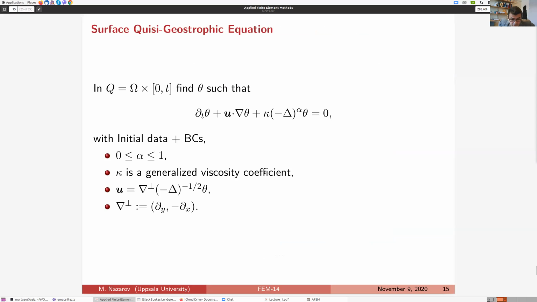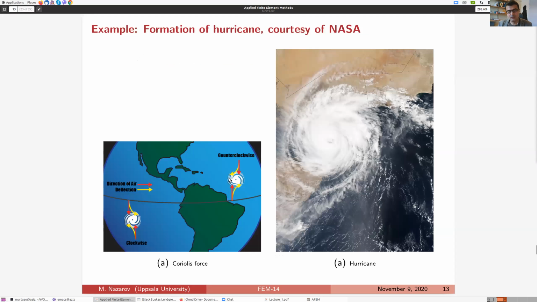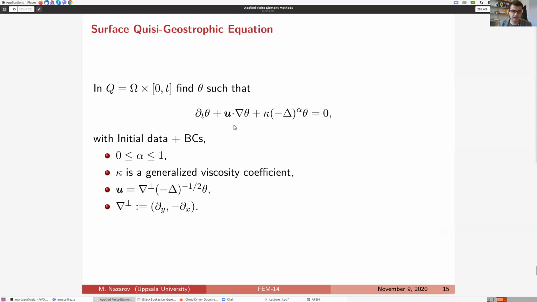So mathematically, it turns out that it could be modeled with this equation. It's called the surface quasi-geostrophic equation. We are looking for the temperature. Theta is temperature here, and u is the velocity. On the north pole it is clockwise, on the south pole it is anti-clockwise. This is modeled by this kind of operator. You don't have to know it right now, but you have to think that this operator takes into account the equator line, something like this.